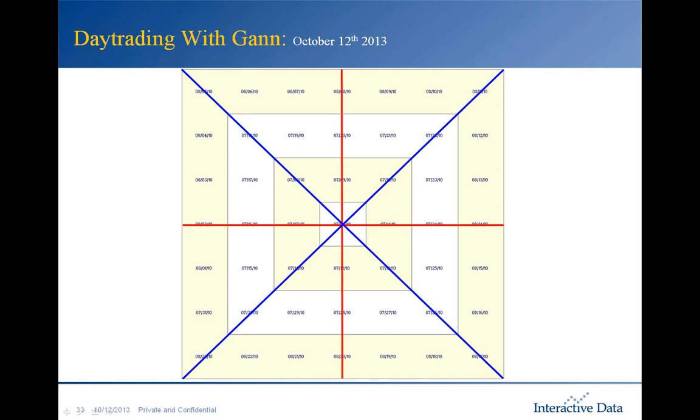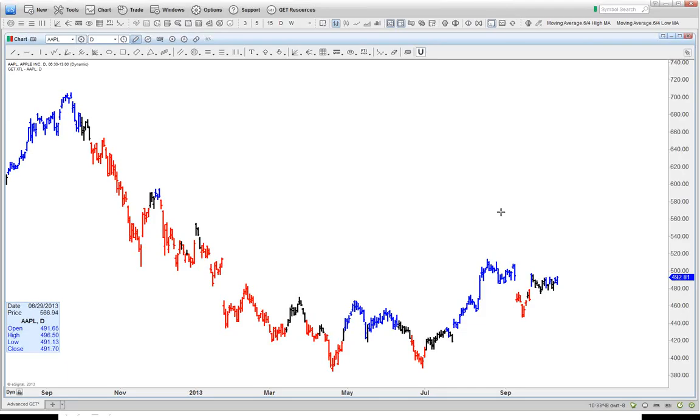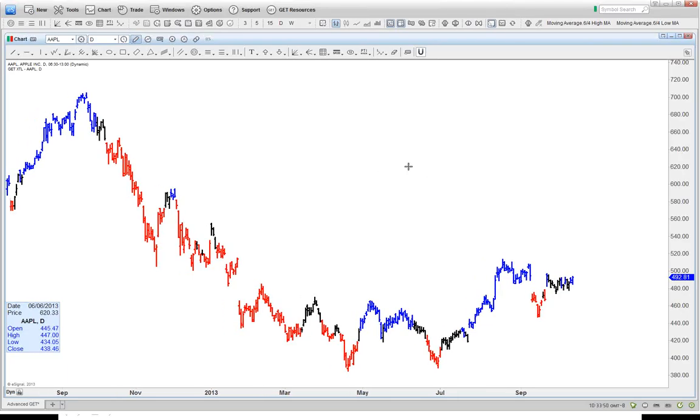Let me bring this up here. I think everybody is able to see this. I hope so, because I can't. There we go. Okay, this is a daily chart of Apple. This is about as real time as we're going to get. This is from yesterday's trading. Right down here, you can see it, 10/11/2013.